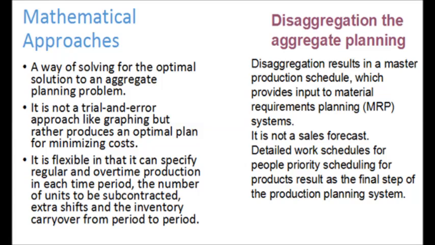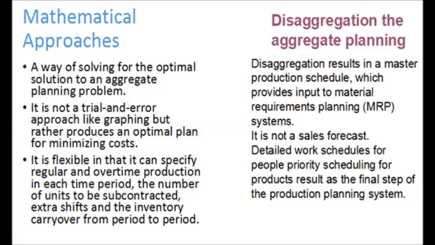The second technique of aggregate planning is the mathematical approach. The mathematical approach is a way of solving for the optimal solution to an aggregate planning problem. It is not a trial and error approach like graphing, but rather produces an optimal plan for minimizing costs. It is flexible in that it can specify regular and overtime production in each time period, the number of units to be subcontracted, extra shifts, and the inventory carryover from period to period. It does not work when non-linear or negative factors are introduced.